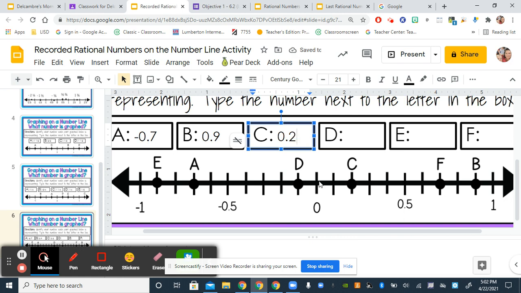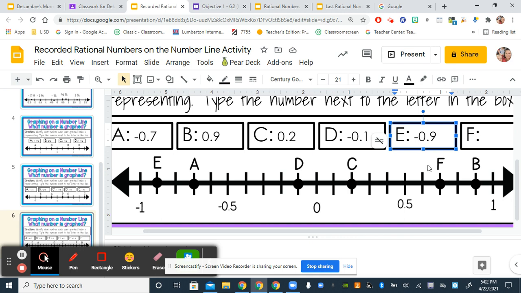D is 1 tick mark to the left of 0. So that would be a negative, and it's 1, so that's -1/10. E is way over here, but I can also look at E, know that this is tenths, is 1 less than negative 1. So this has to be a negative 9/10.